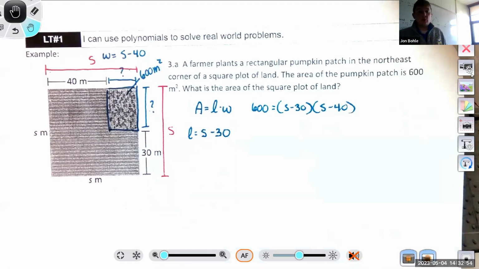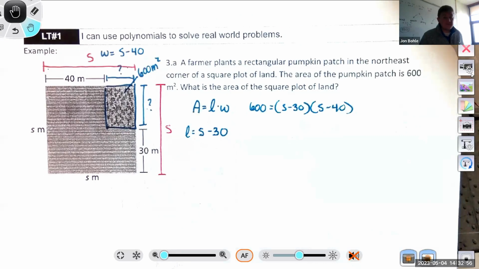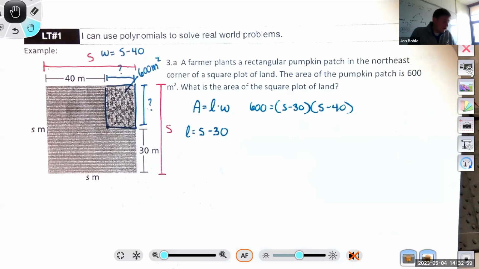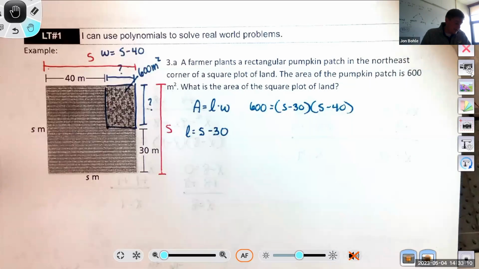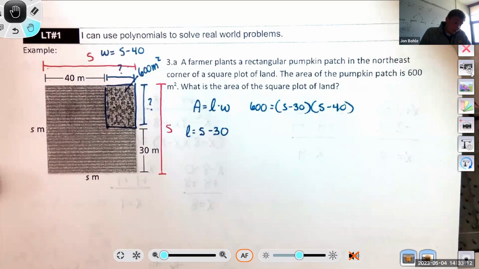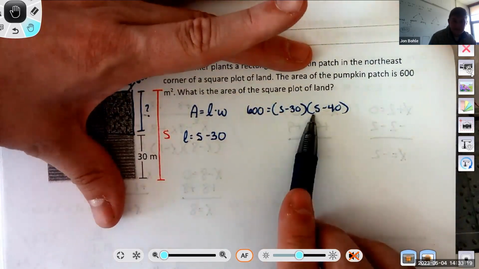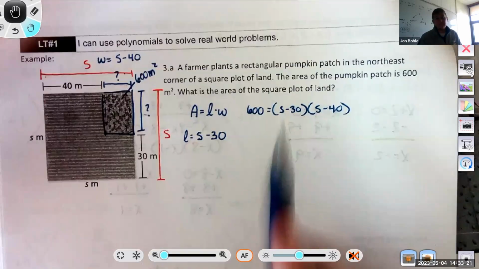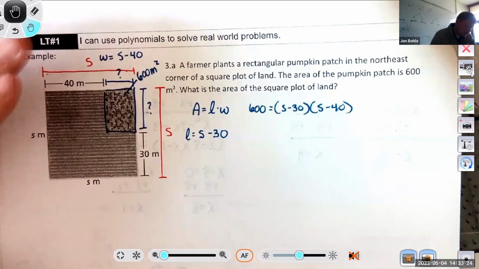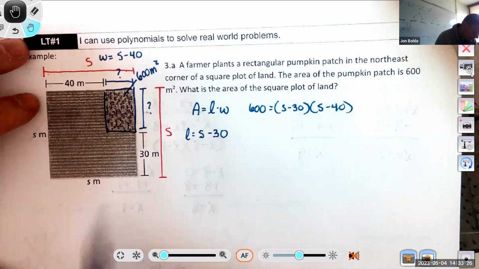Okay. So what appears as though it might be nice, but it's not going to work the way that we want it to be, is that it looks like it's factored already because it is S minus 30 times S minus 40. The only issue is that it's not set equal to 0. So since it's not set equal to 0, we actually have to multiply this out, minus the 600, and then refactor. So off on the side, I'm going to box method this here.